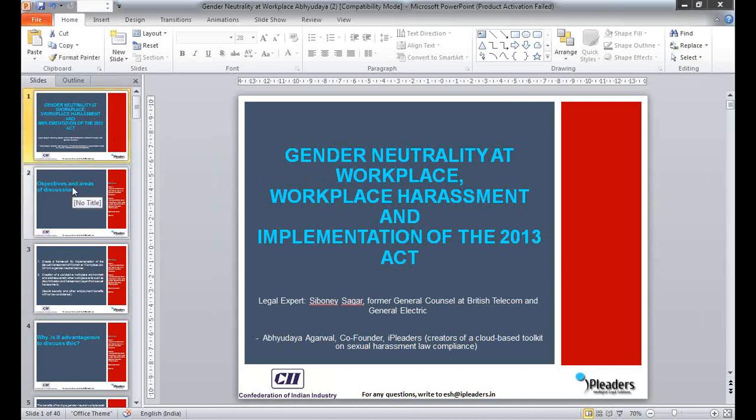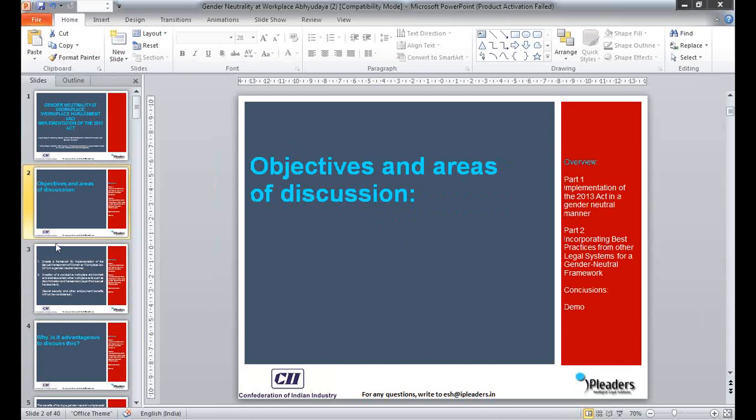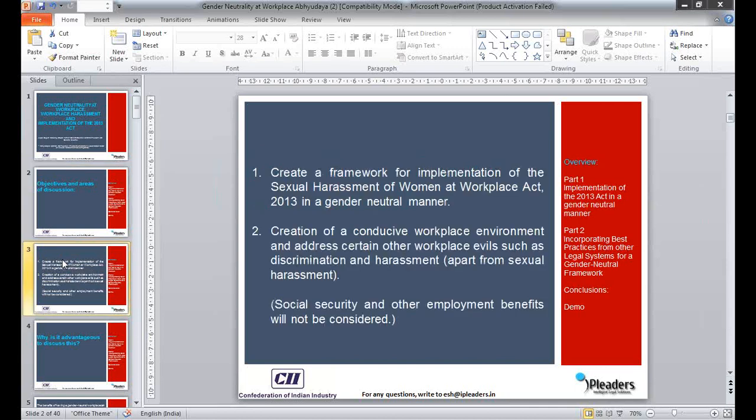So let's start with how we can implement this Act in a gender neutral way. First, I want to outline the objective of this discussion. The 2013 Act was introduced to prevent sexual harassment at the workplace. The question was that it was entirely women focused. So we are going to look at how we can implement this Act in a way that it applies equally to men and women. Of course, the Act does not apply to protect men against sexual harassment at work. But the point is how organizations can create measures which protect men internally within the organizational framework.